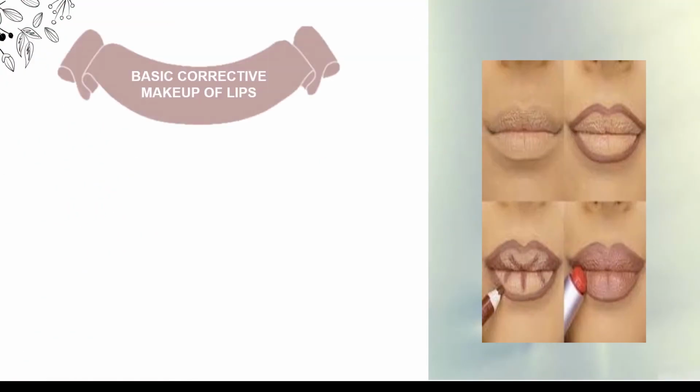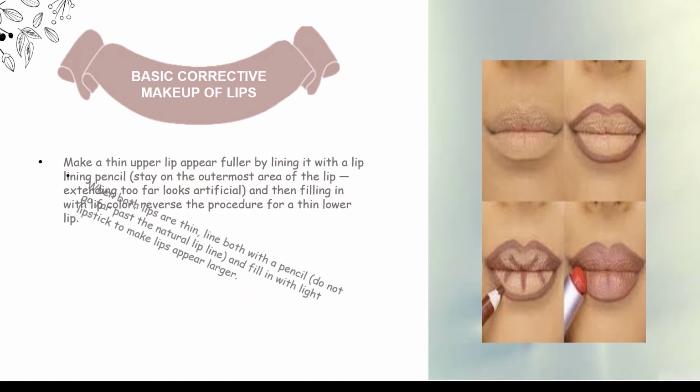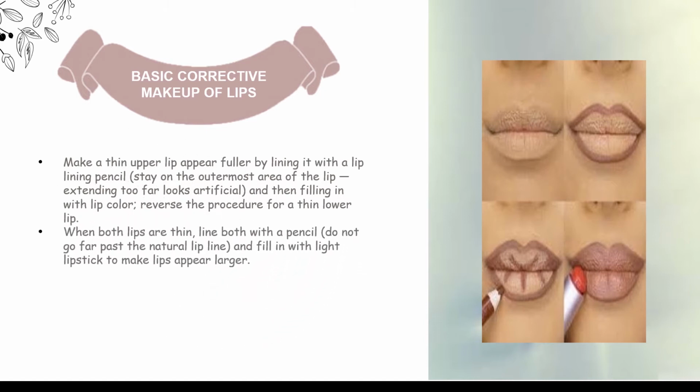Basic corrective makeup of lips. Make a thin upper lip appear fuller by lining it with a lip lining pencil. Stay on the outermost area of the lip, as extending too far looks artificial, and then fill in with lip color. Reverse the procedure for a thin lower lip. When both lips are thin, line both with a pencil. Do not go far past the natural lip line, and fill in with light lipstick to make lips appear larger.